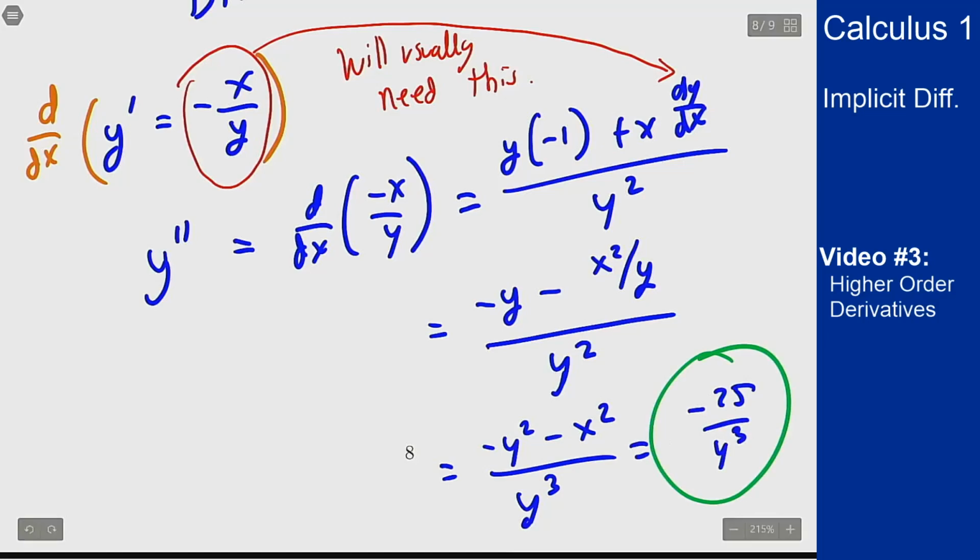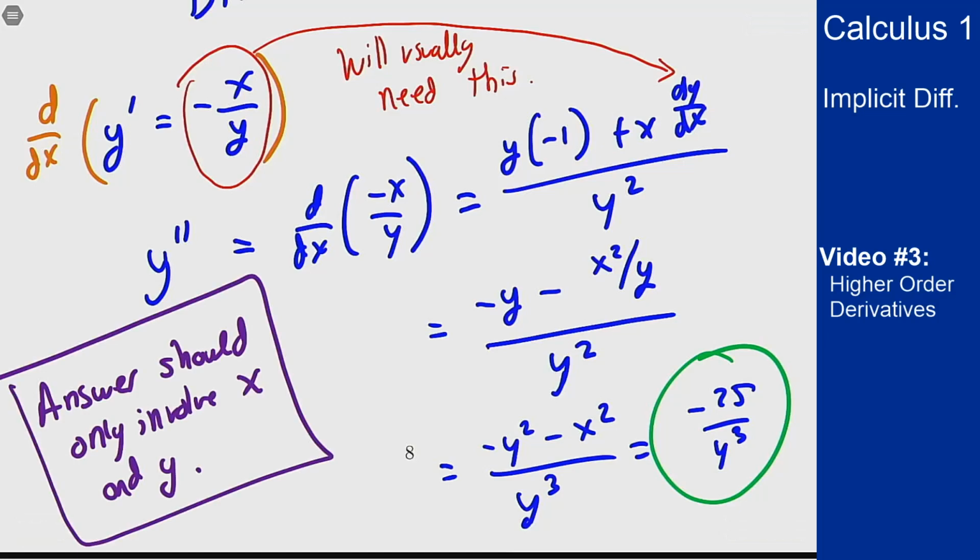The idea is you want to get to the first derivative, then differentiate that again, get the second, and you're likely going to need to plug back in the first derivative equation to get the final answer. Because you want your final answer here to only involve x and y, not involve dy dx. Let's see one more example.